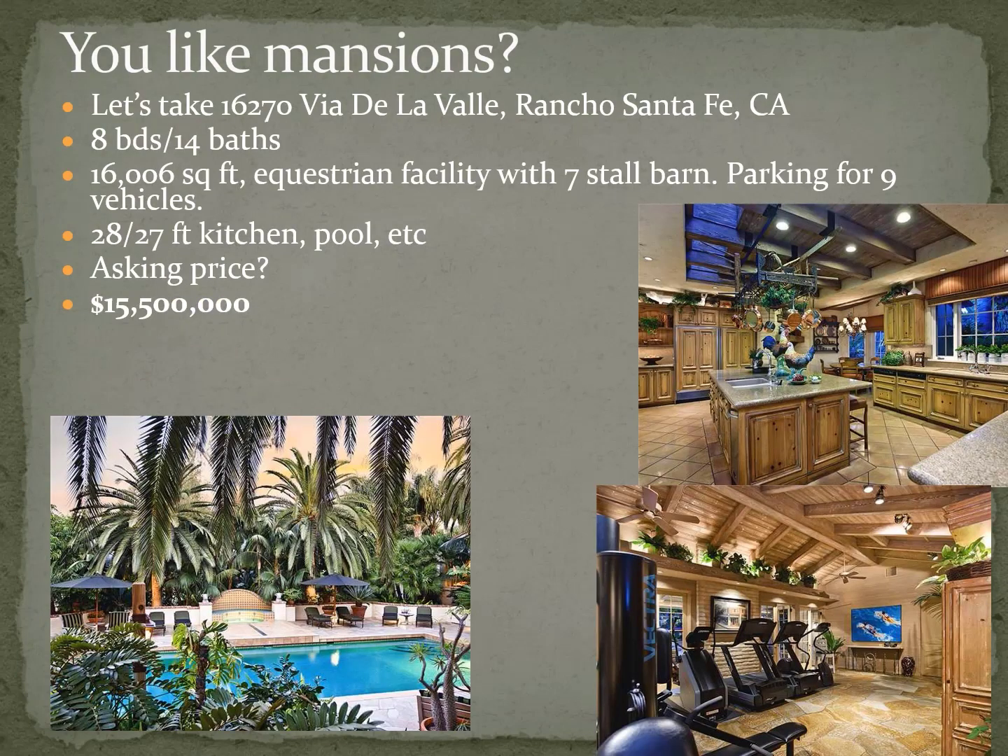So take this mansion located at 16270 Via de la Valle, Rancho Santa Fe, California. 8 bedrooms, 14 baths, giant kitchen, a gym, pool, an equestrian facility with 7 stalls in the barn for your horses, parking for 9 vehicles, although I bet you could fit way more than that, all the luxuries. Asking price just a little over $15 million at the time. This was listed a couple of years ago. And guess what? You, with your tax dollars, are helping pay for this person's mansion.